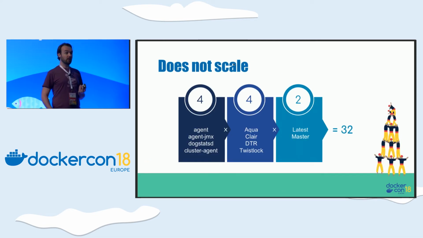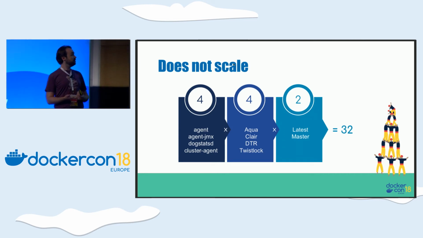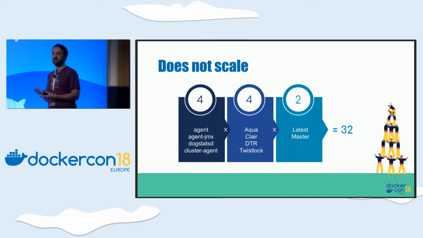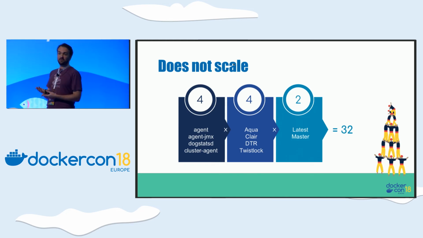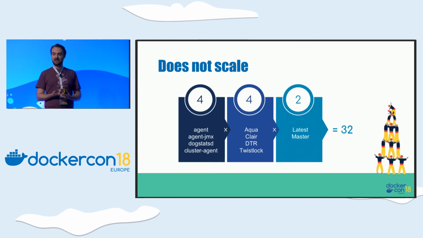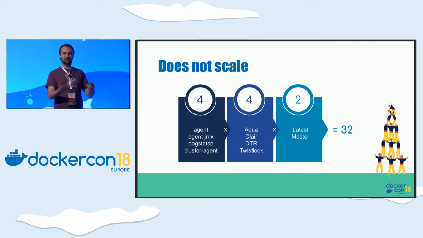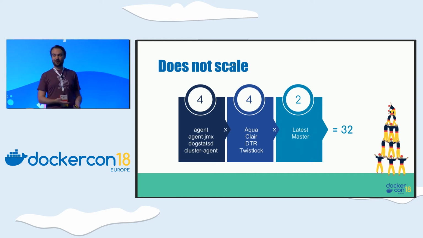We have currently 4 images, the agent with Java plugin, DockerCD standalone for custom metrics, and the new cluster agent for Kubernetes clusters monitoring. And we support 4 scanners, Aqua, Clair from Quay.io, the Docker Trusted Registry, and Twistlock. And we wanted to scan master, of course, but also latest, because you want to make sure you don't have vulnerabilities in your previous versions, because these are the versions that are actually running in your client's infrastructure. And that's a total of 32 reports to look at.